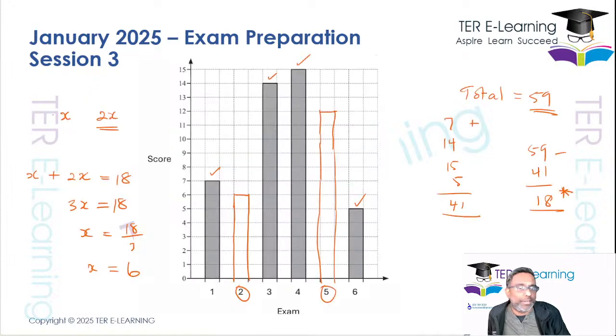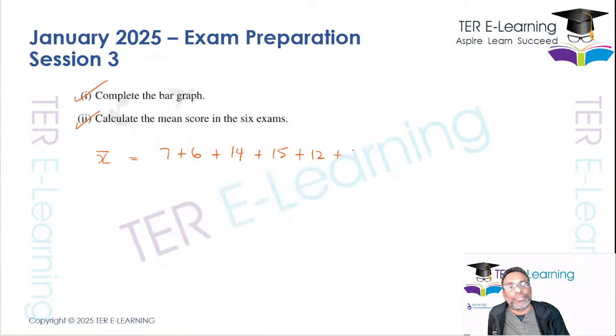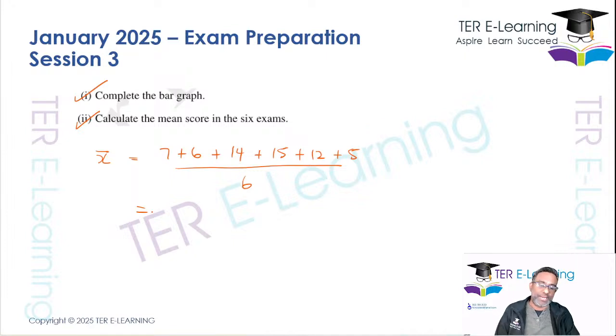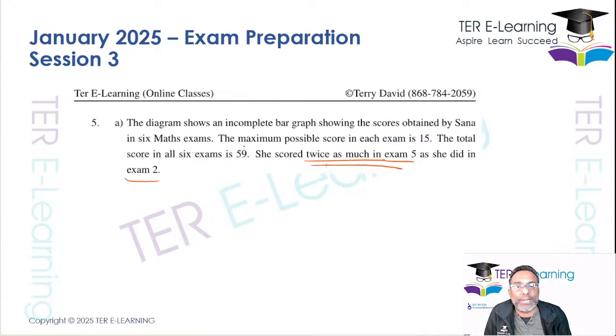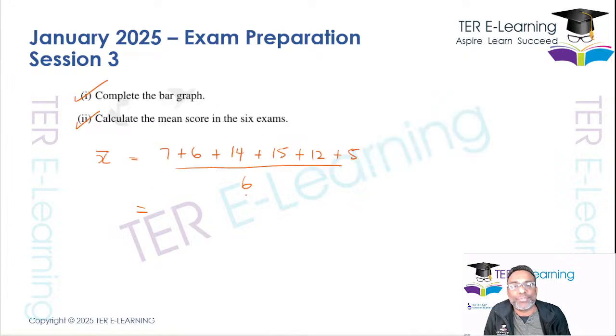And what else are we missing here? 5. So these are the scores in each of the exams, and we're just going to divide that by 6, because we have 6 exams in total. So that's going to be, oh wait, I just realized we didn't have to do all of that because they told you in the question that she scored 59 in all the exams. So I didn't have to work out all of that. They told me that already here. So 59 over 6, and you're going to get 9.83. So that's her average, or her mean.